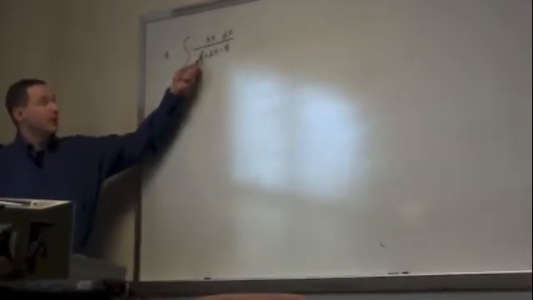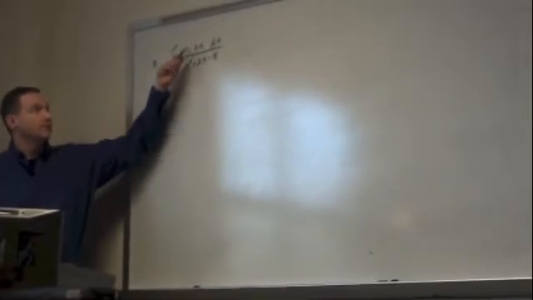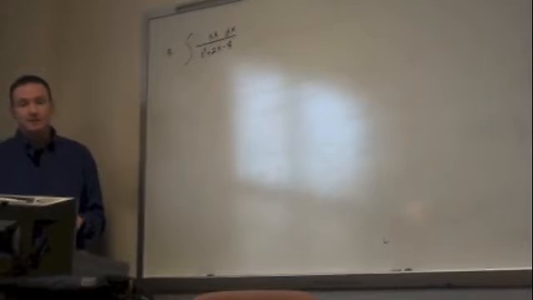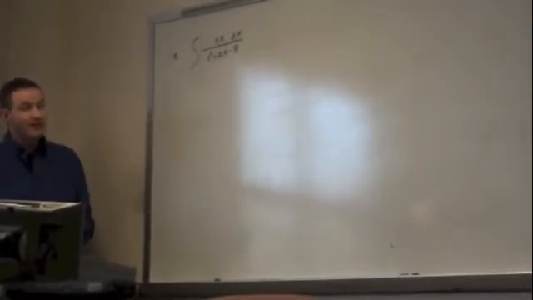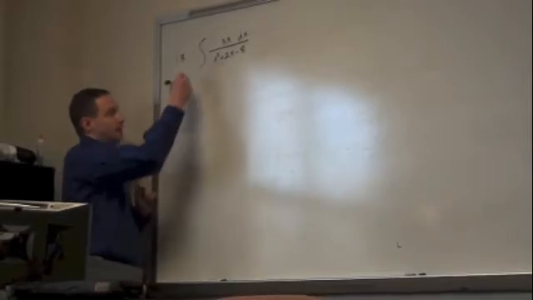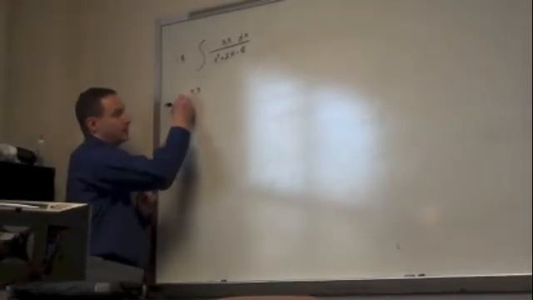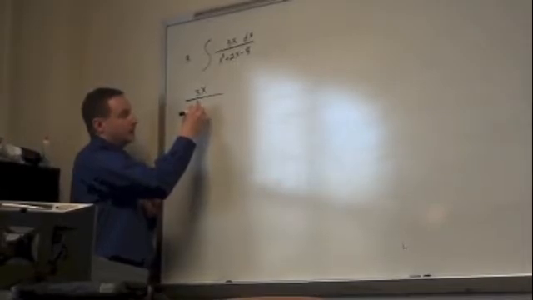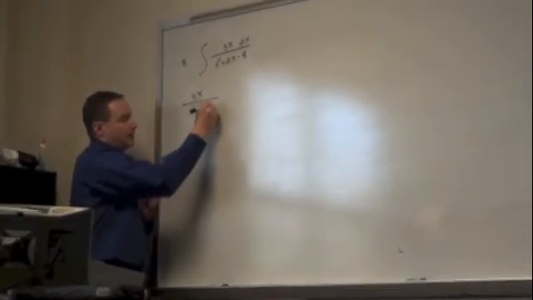The derivative of the denominator would be 2x plus 2. That's not going to work with that numerator. It just doesn't. So substitution would fail miserably. But partial fractions works easily. All I do is I look at this fraction and pull it down here. Let's simplify it: 3x over x squared plus 2x minus 8.